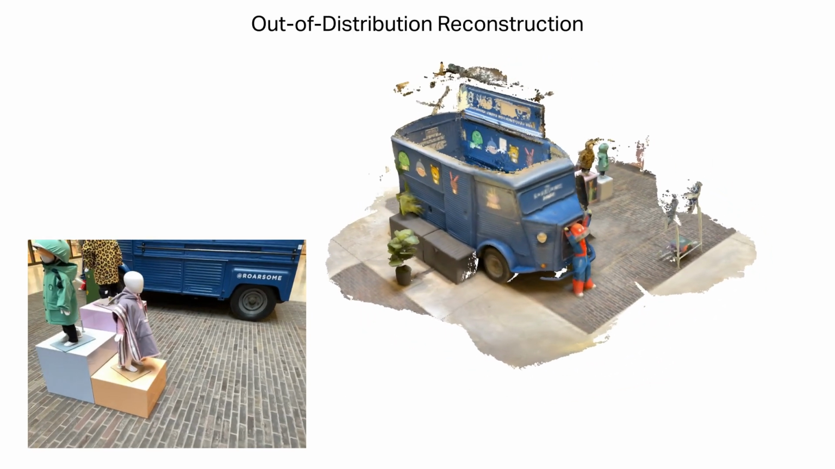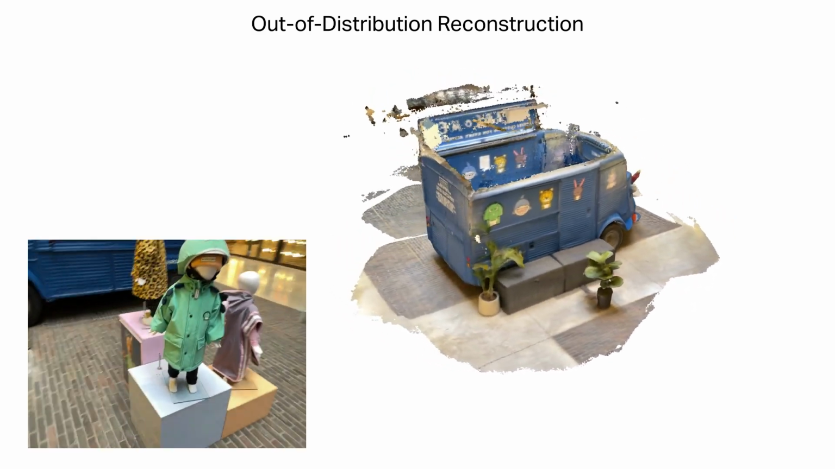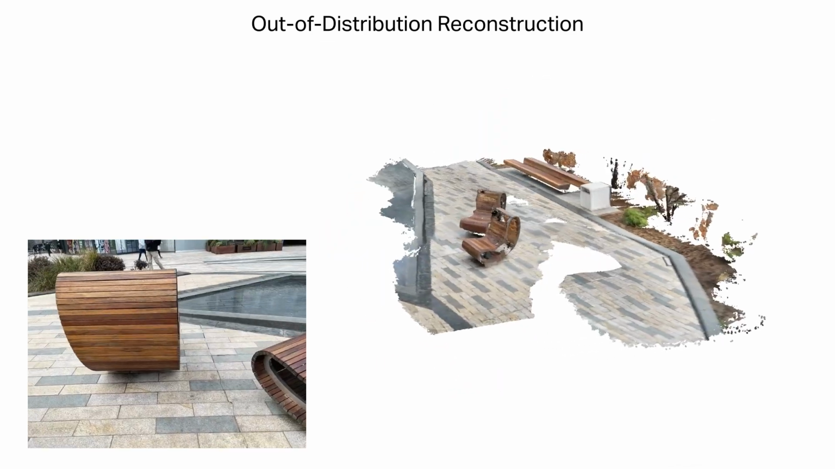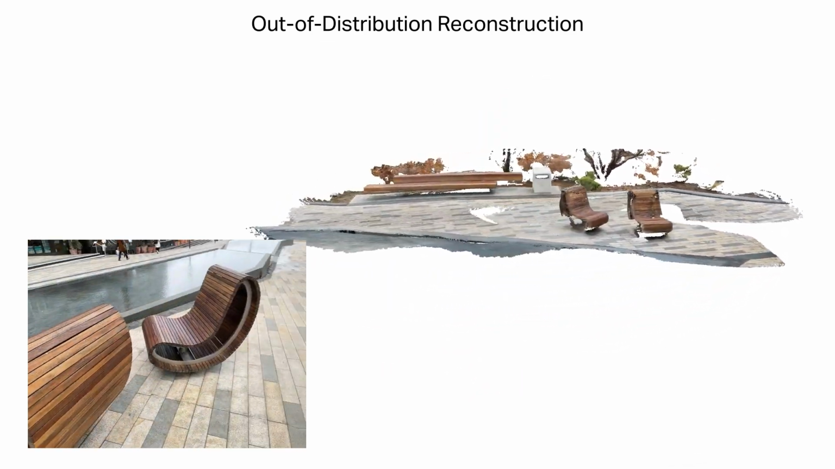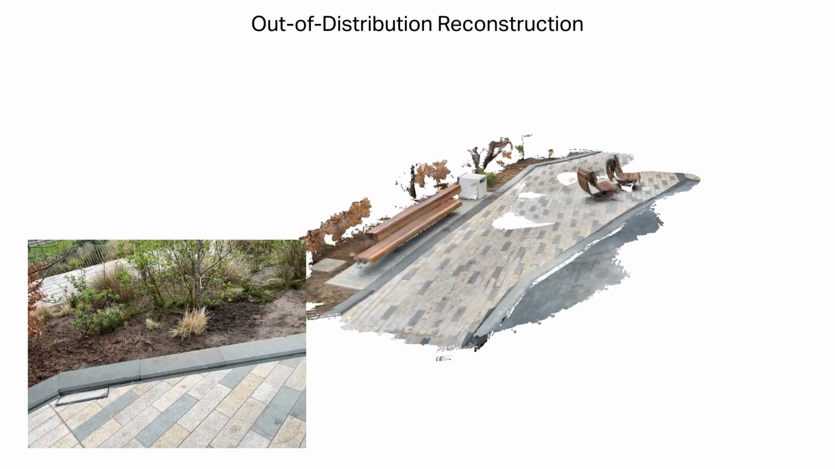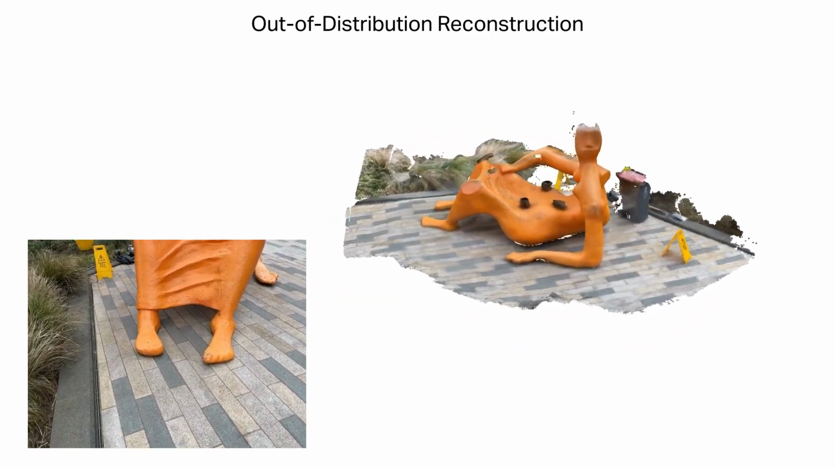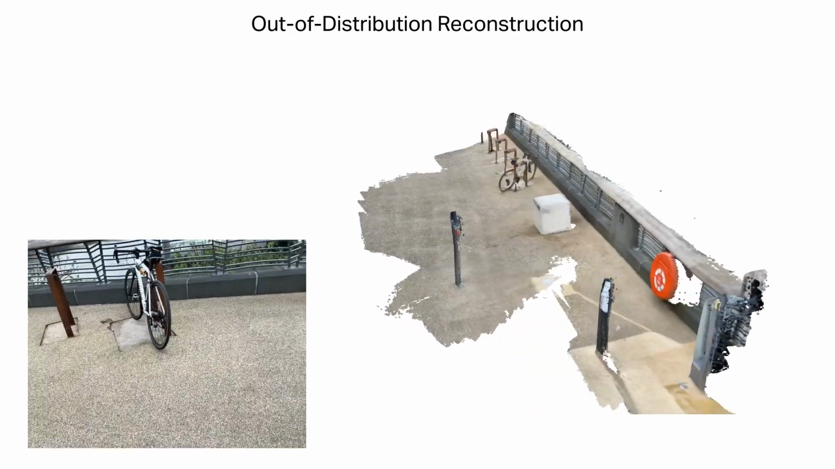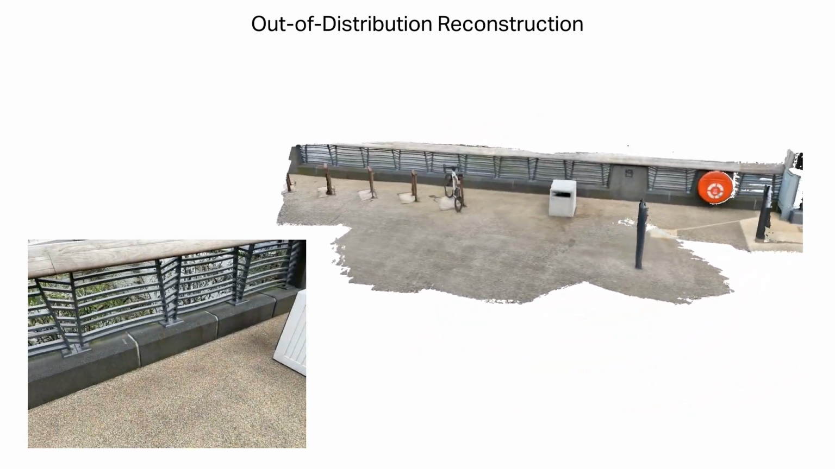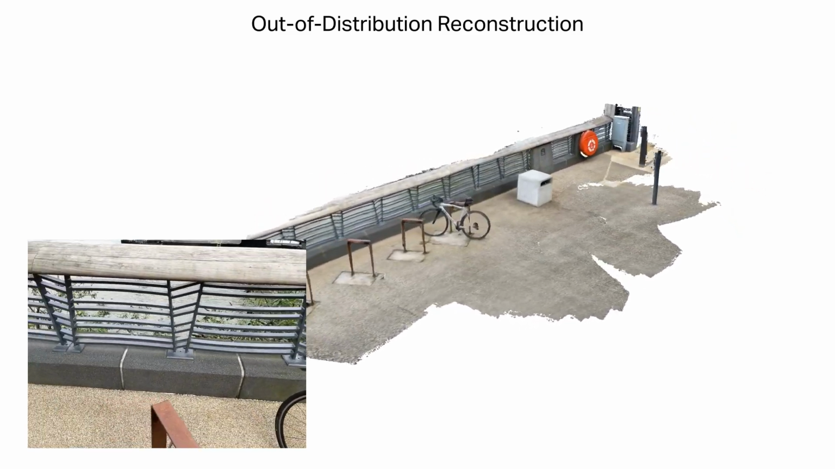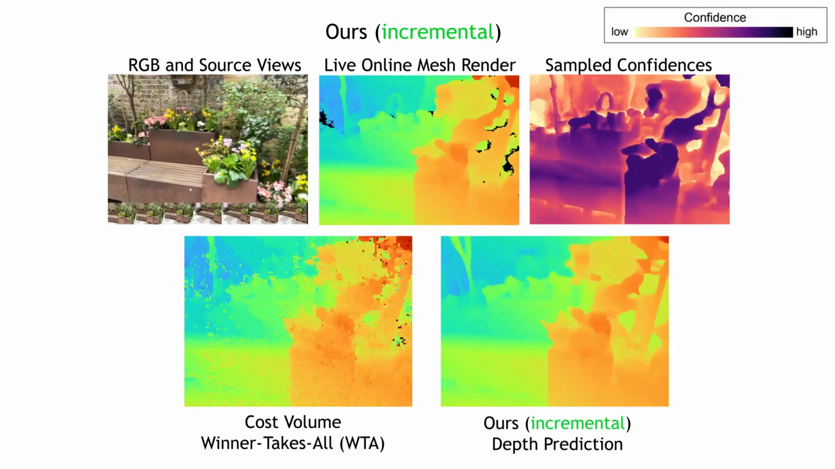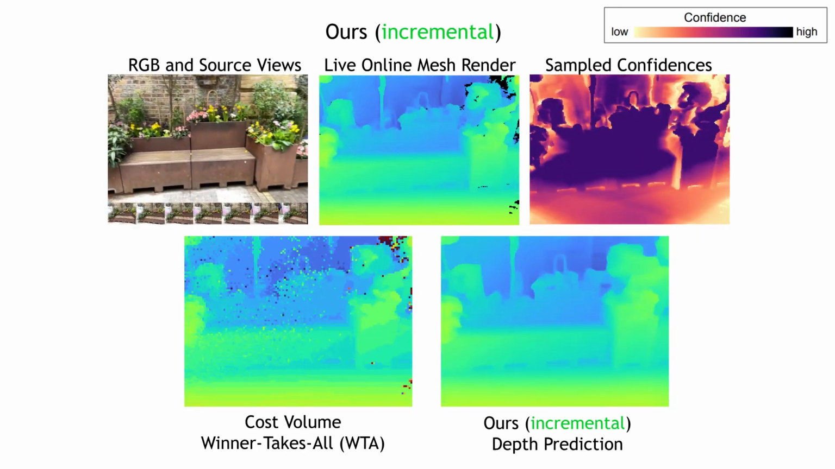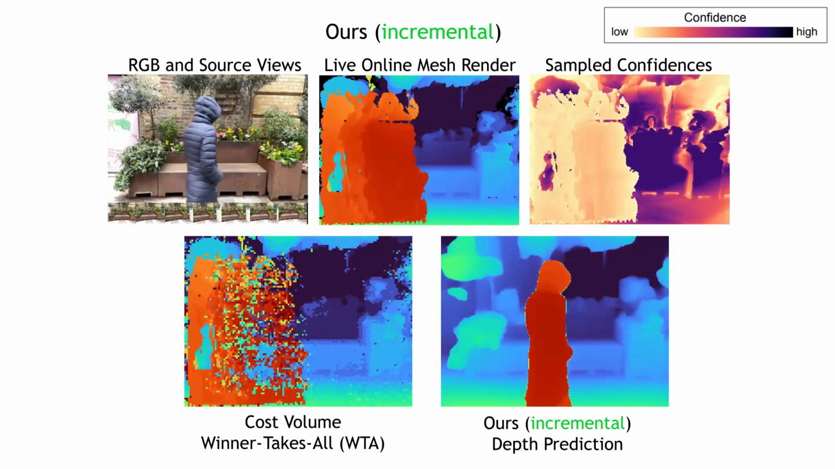We also show how our model performs well in the reconstruction of out-of-training distribution scenes. While our training data doesn't contain moving objects, the model still performs well in their presence, rejecting low-confidence global geometry as a result of transient objects.